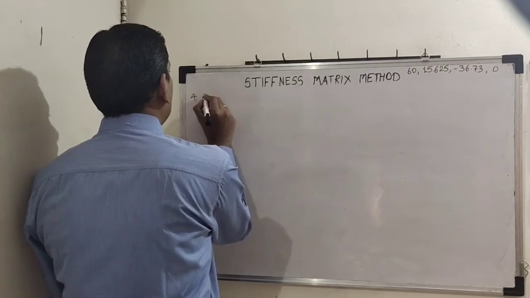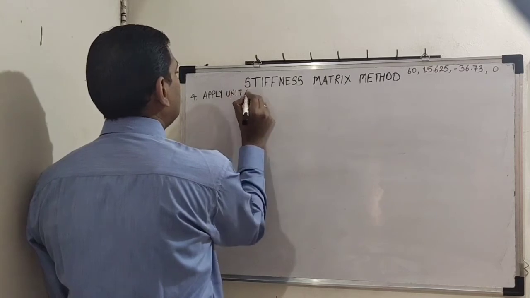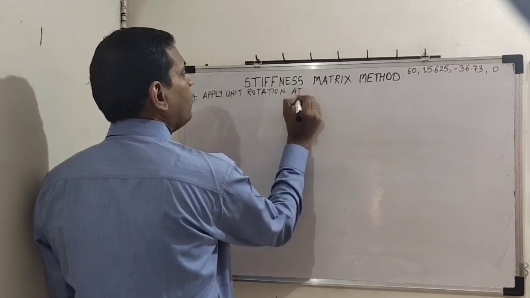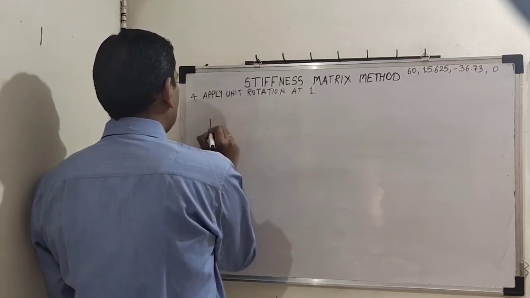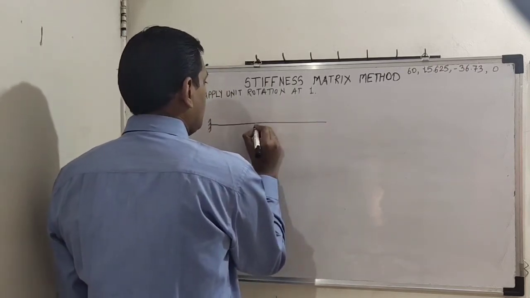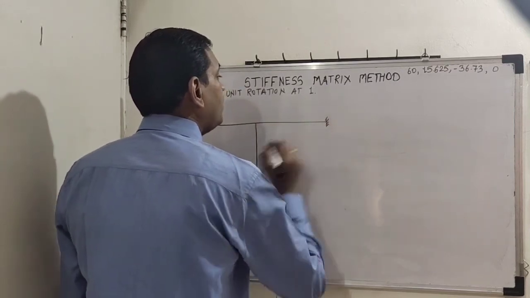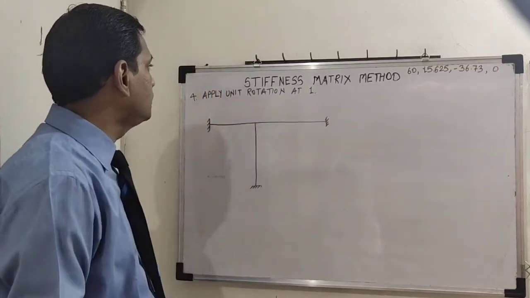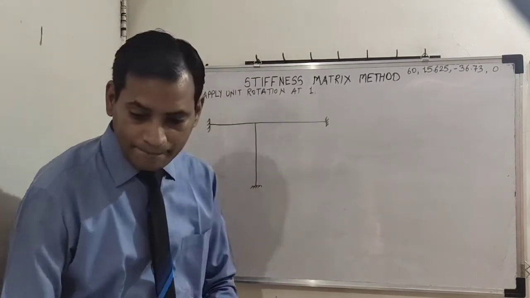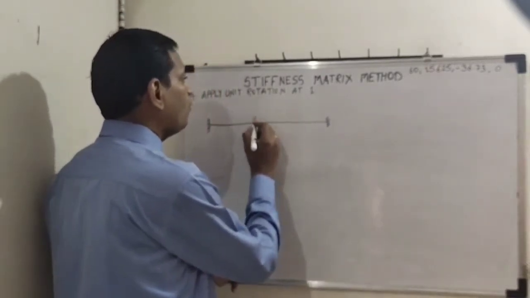So apply unit rotation at B or at 1. So after applying this unit rotation on 1, we will first of all draw the deformed shape of the frame, and then we will mention values of stiffness at all three locations. So here is our joint B or 1.